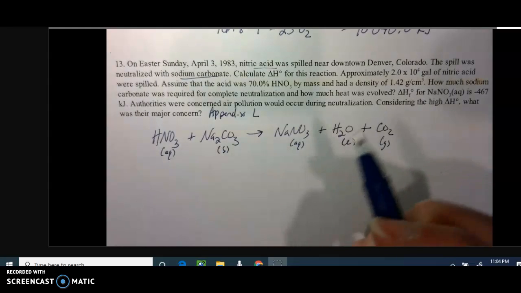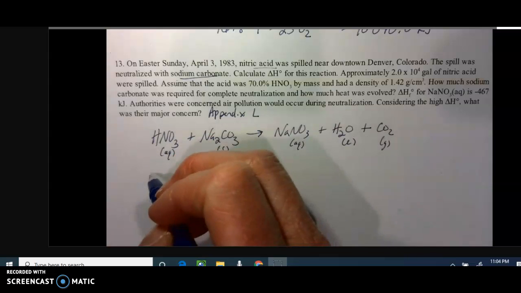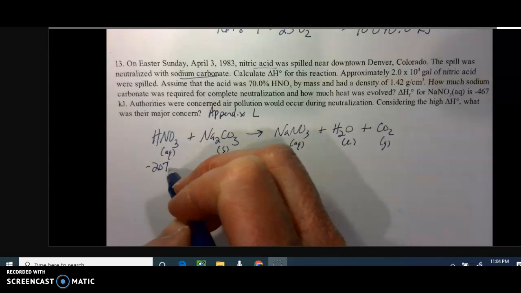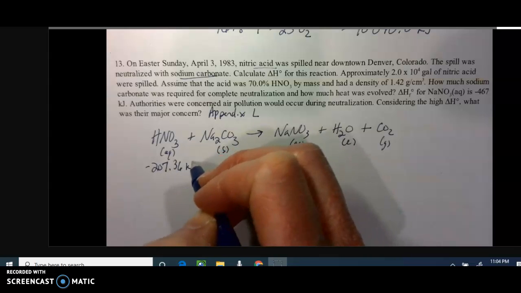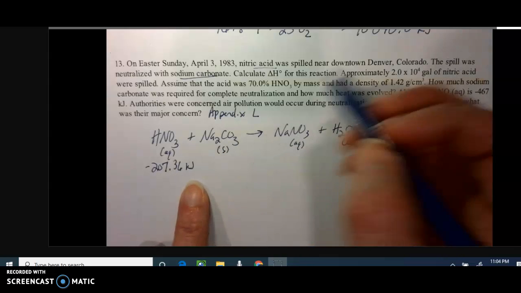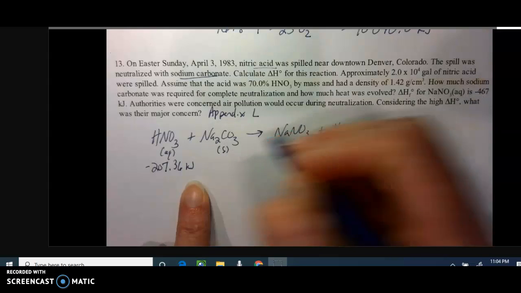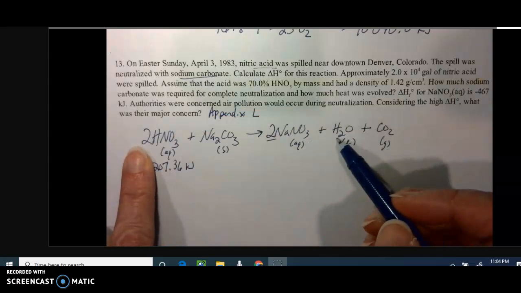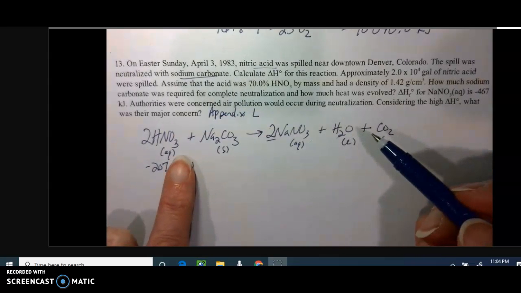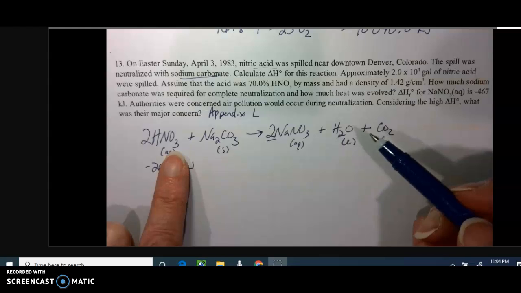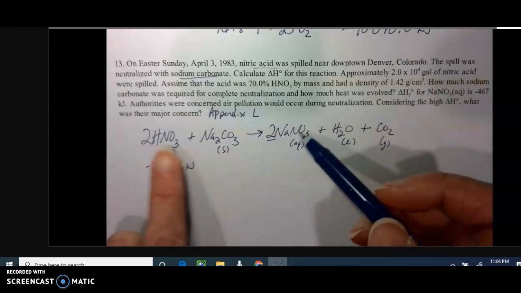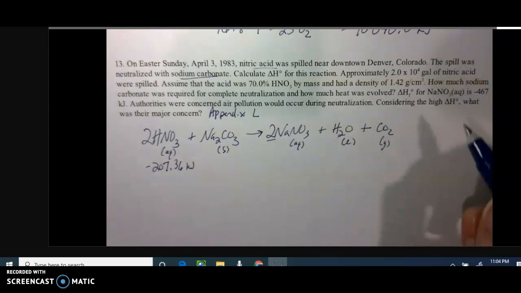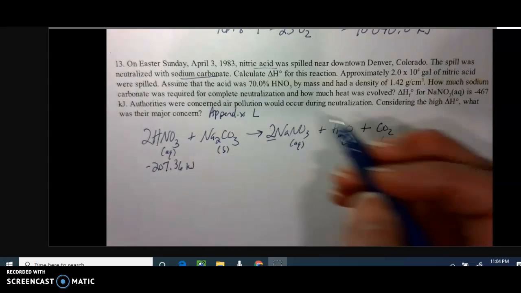And acids are always aqueous. So I'm going to Appendix L to get my values for this. Nitric acid is negative 207.36 kilojoules. Oh, I need to balance the equation too. That's important. I have 2 sodiums, so I need that 2 there, which is going to give me 2 nitrates, 2 hydrogens. I have 6 plus 3 here, so my 2 nitrates are going to balance, and I really have 3 here, so 1 plus 2 is my 3 for the balanced equation.